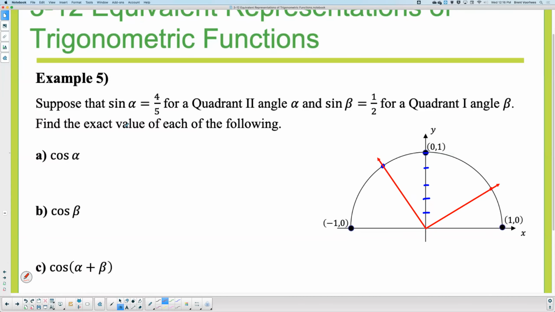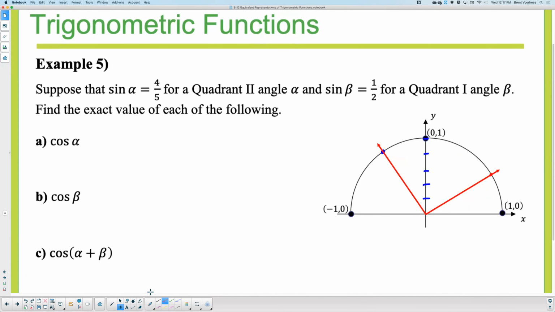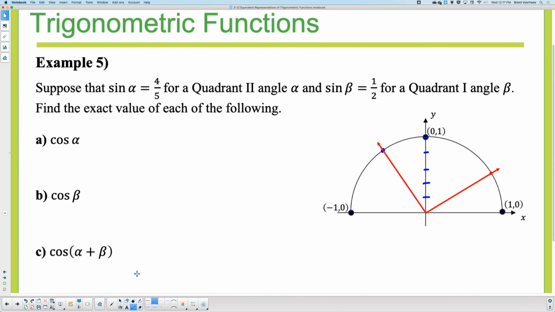Now it says, find the exact values of the following. So here's how you can do this, and I think this is a whole lot easier from a triangle perspective. The reason I had you draw that is we're going to add in a triangle. Draw a triangle that connects to the x-axis. Always, always, always go to the x-axis. Like this.